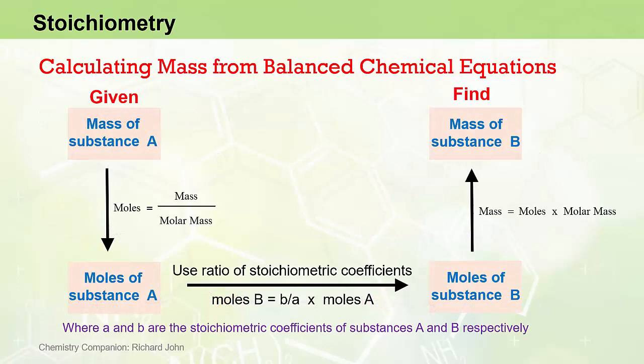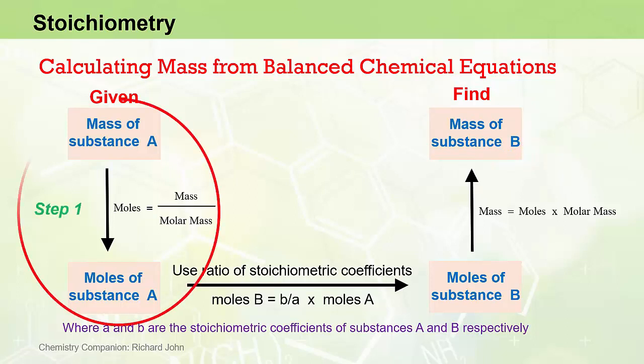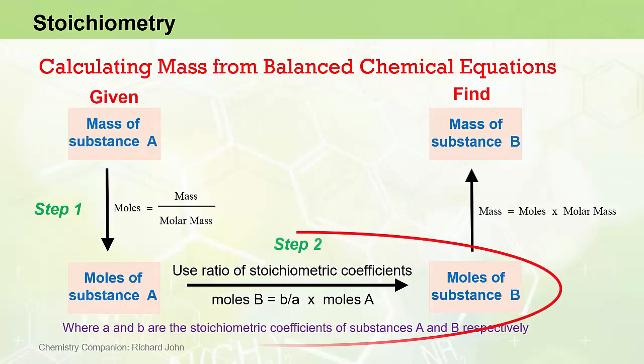What we first have to do is, if we are given the mass of one substance, substance A, which could, for example, be a reactant, and we are asked to find the mass of another substance, substance B, which could be a product, we first have to go through this step of converting the mass quantity into moles using our molar mass equation, moles equals mass divided by molar mass. And that would be step 1. Once we have the moles of substance A, we need to progress to step 2, where we use the ratio of the stoichiometric coefficients, the exercise we've just been through, to get the moles of substance B.